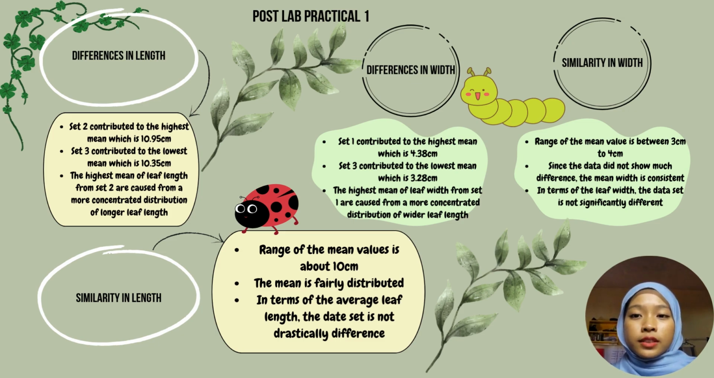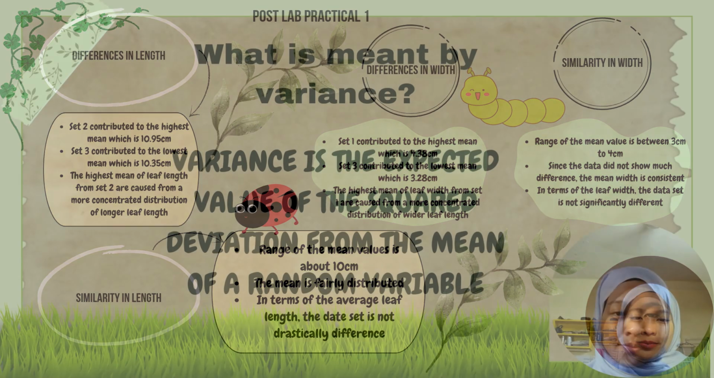So, for the differences, mean of width between different set of leaves, the highest mean is from set 1 and the lowest mean is from set 3. The highest mean of leaf width from set 1 results from a more concentrated distribution of wider leaf width. And the similarity is the range of the mean value is in the range of 3 to 4 cm. Hence, the data is not significantly different in terms of the leaf length.